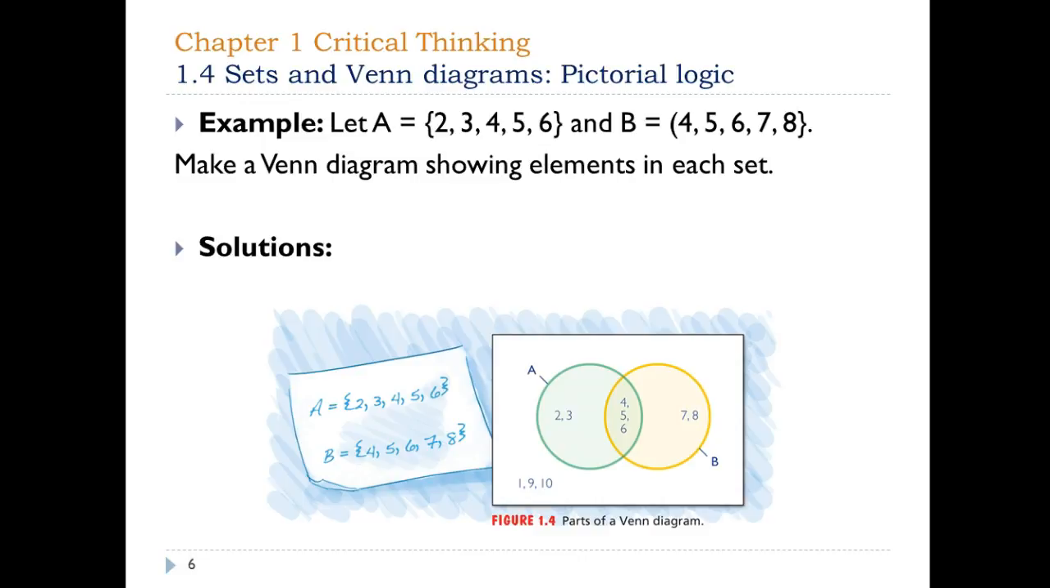For example, let A equal 2, 3, 4, 5, and 6, and B equal 4, 5, 6, 7, and 8. Make a Venn diagram showing elements in each set. The green set A contains 2, 3, 4, 5, and 6. The yellow set B contains 4, 5, 6, 7, and 8. And 4, 5, and 6 are elements that are in both sets A and B.